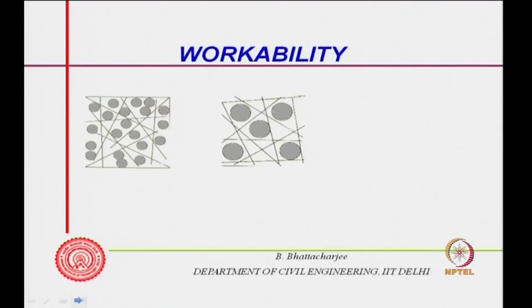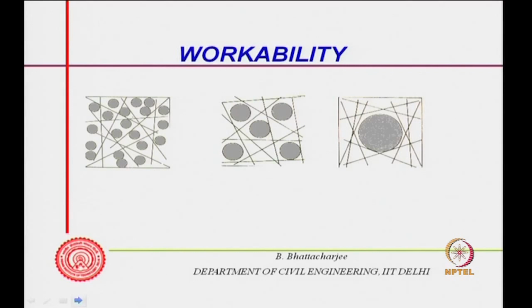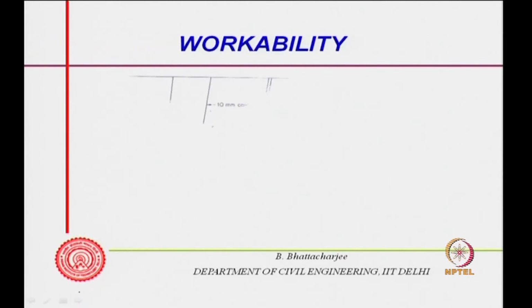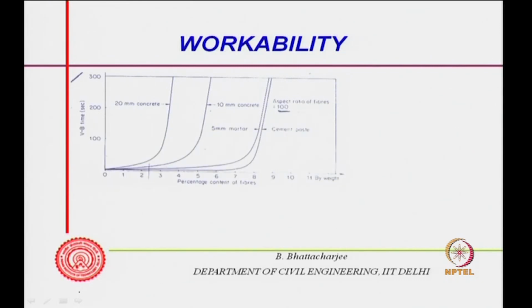Also, the spacing of the fiber depends on the size of the aggregate. With smaller sized aggregate, the spacing of the fiber is better. With higher MSA, the spacing of the fiber is poor and non-uniform, and all the fiber will try to bundle together, resulting in balling or formation of a bird's nest. So, workability is a function of all this. With higher MSA, you see the same sort of curve.